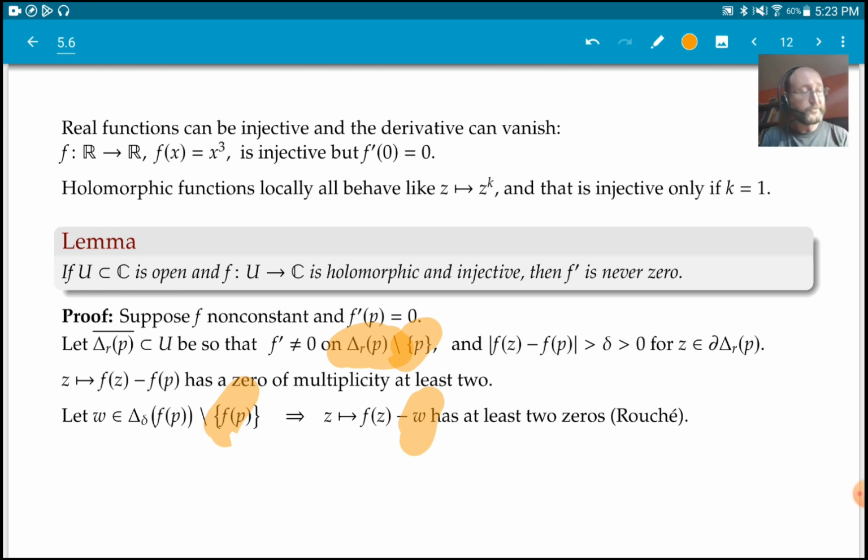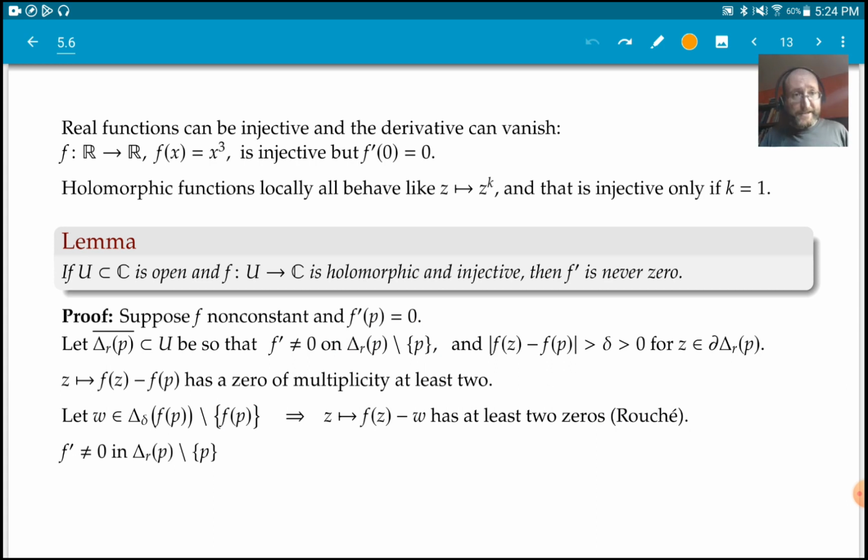So what we have to prove is that there are 2 distinct zeros, 2 distinct points that f takes to w. Rouché only gives you this up to multiplicity. So if we want distinct, we have to show that they are actually distinct, that they're not the same point with higher multiplicity.